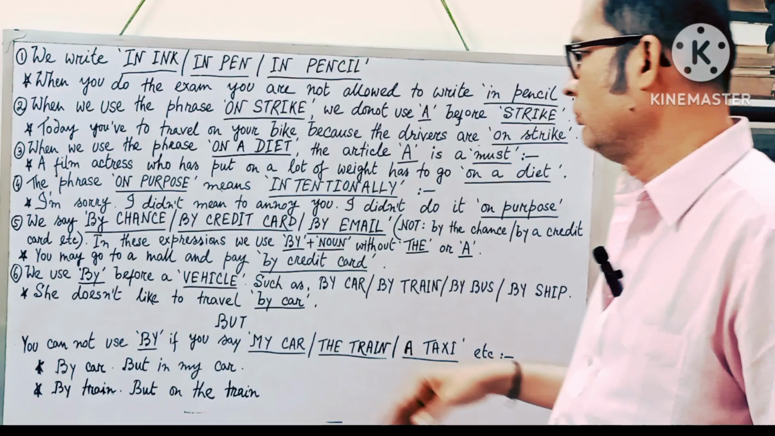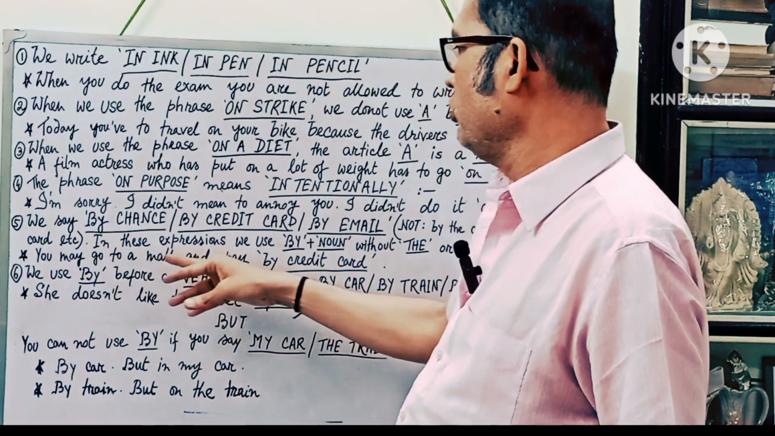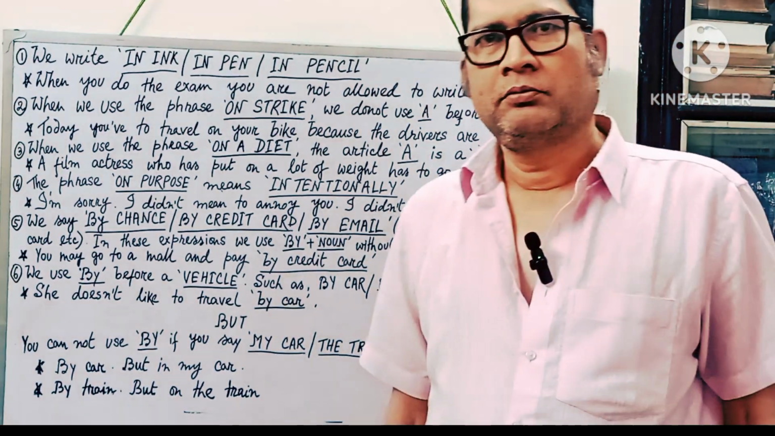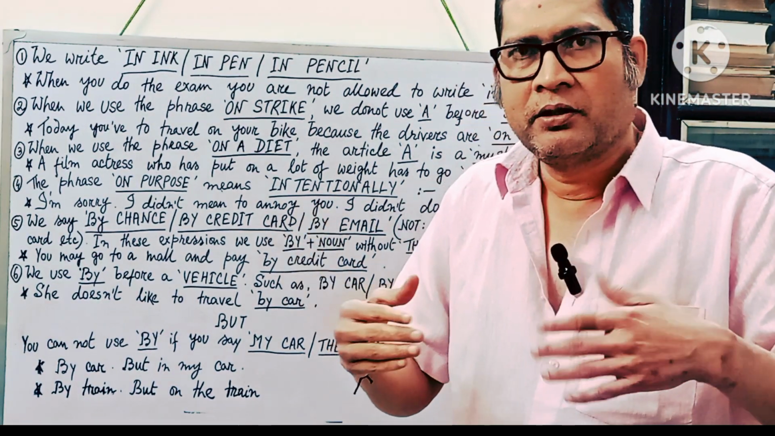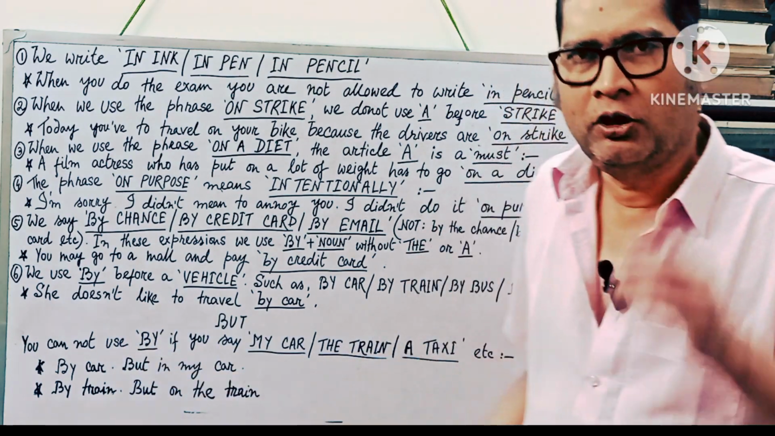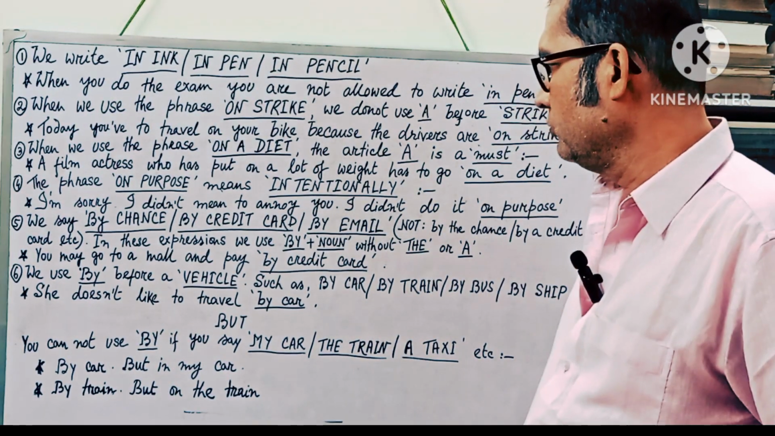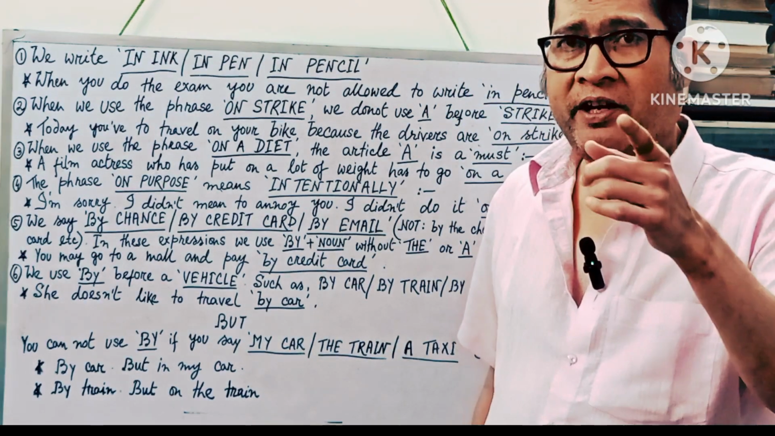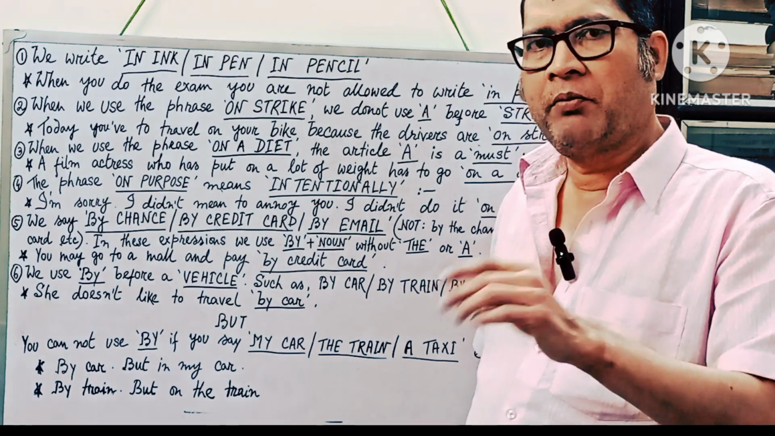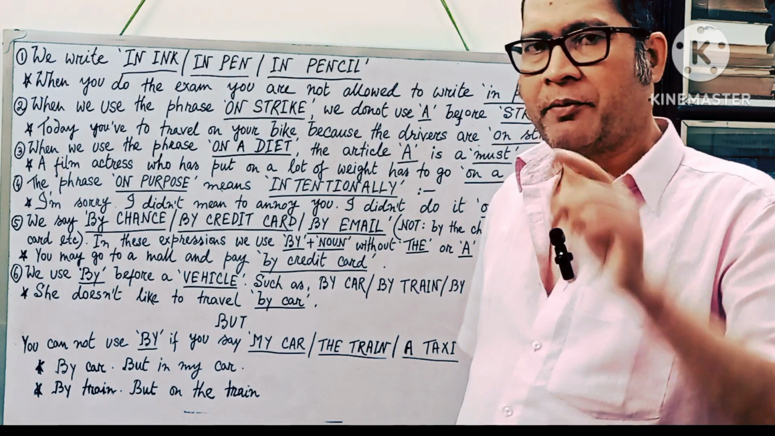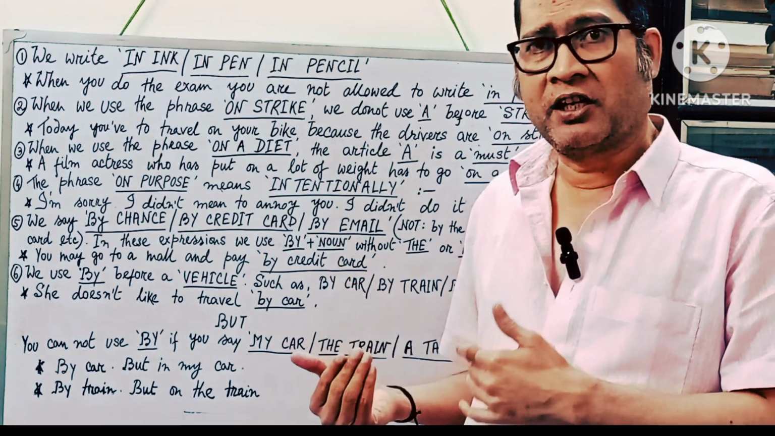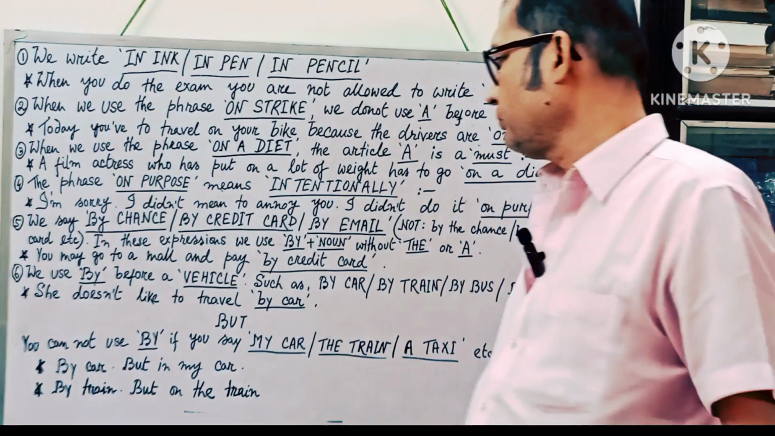For example, you may go to a mall and pay by credit card. May I pay by credit card? Yes, you may pay us by credit card. So, not by a credit card. If I ask you, do you have a credit card? Yes, I have a credit card. So why don't you pay by credit card? Why don't you pay by credit card, not a credit card? But before that, when I've asked you, do you have a credit card? Then I've used credit card as a countable common noun.